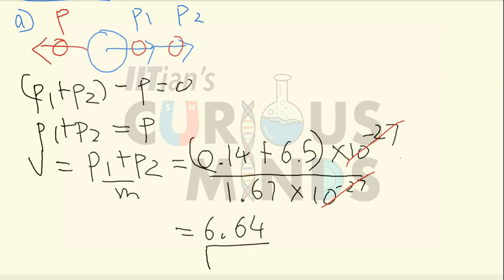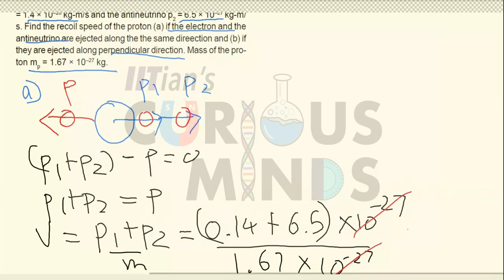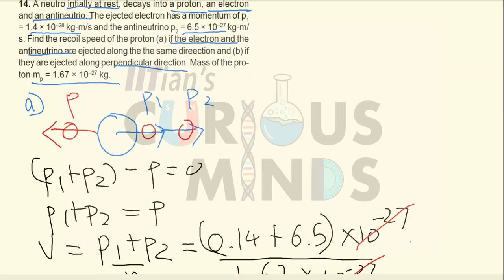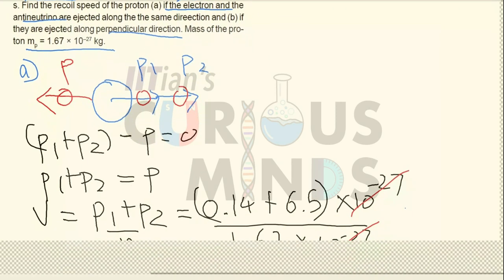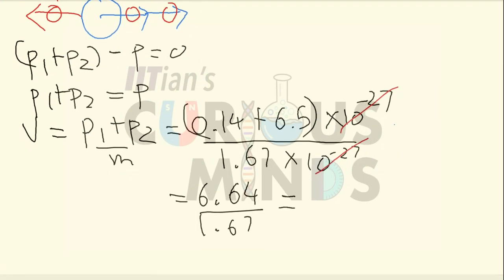So this will be equal to 6.64 divided by 1.67. If you calculate the value, it will roughly come out to be 4 point something, 4.1 or 4.2. Roughly it will come out to be 4.1 meter per second.